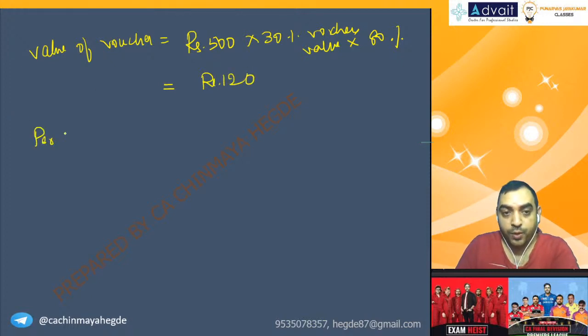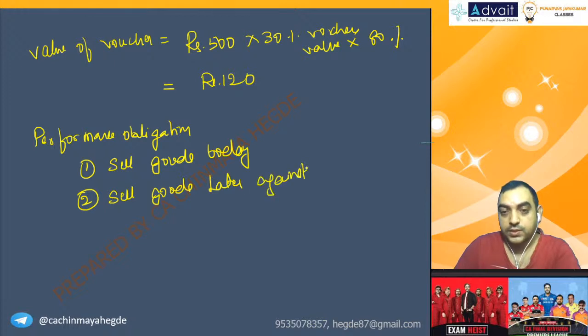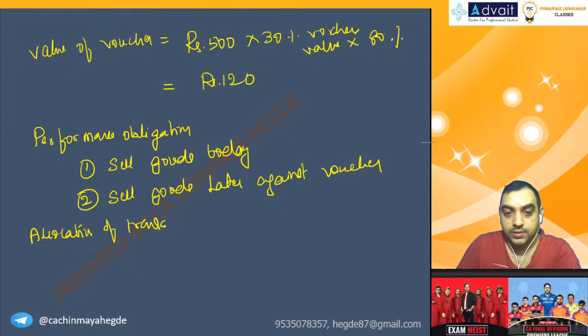They've asked what are the performance obligations. So performance obligations are: one, to sell the goods today; and second, sell goods later against voucher. Then they've asked the allocation of transaction price. So how do you allocate?